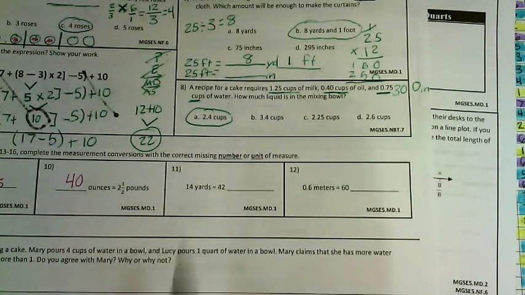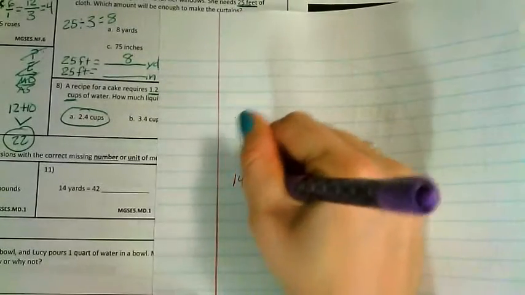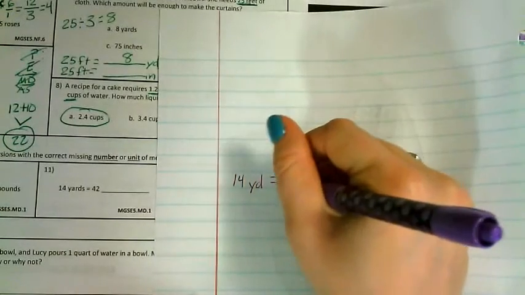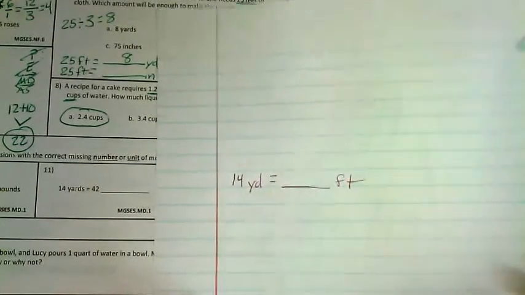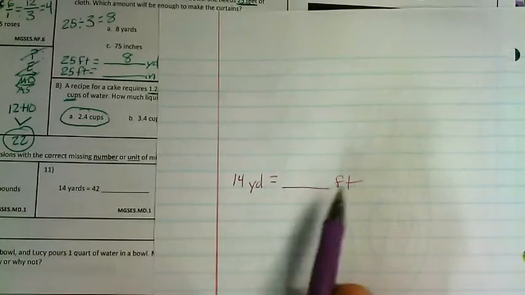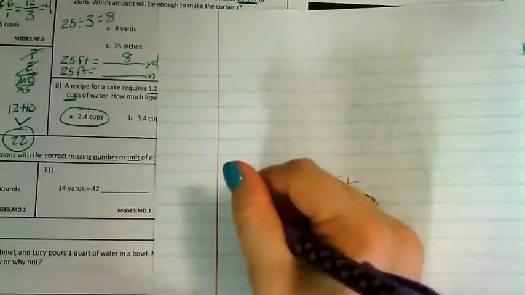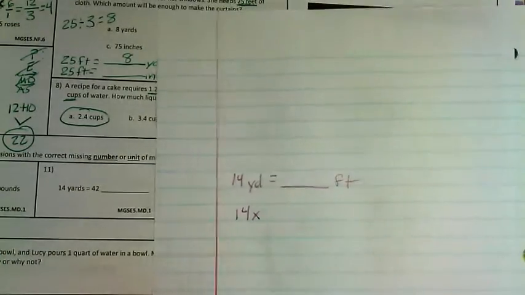So, well, let's just go from yards to feet, and if that doesn't work, we'll keep on going down to inches. All right? So, here we go. I've got 14 yards is equivalent to how many feet? Okay? So I'm going from yards to feet. I'm going from big to small, so I'm going to multiply. What am I going to multiply it by?